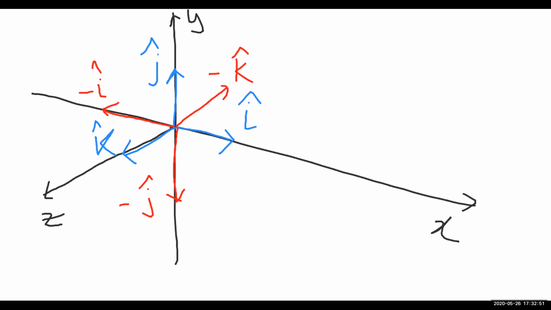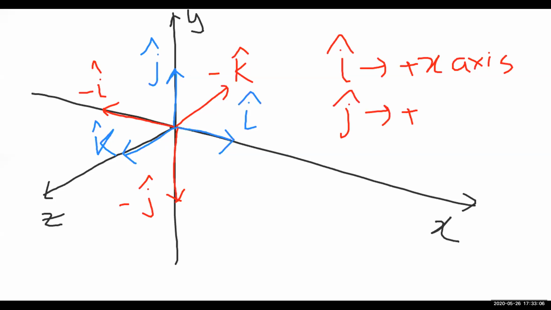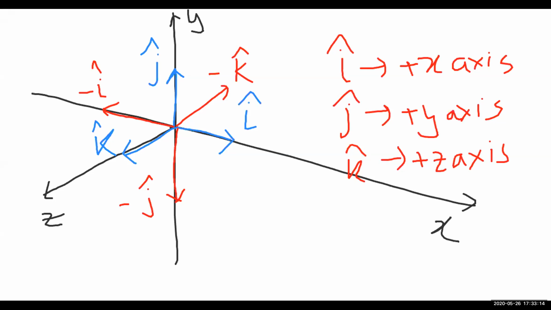random तो नहीं, नाम है I hat, I cap नाम है सर. I cap is a unit vector that points towards the positive x-axis. J cap is a unit vector that points towards the plus y-axis. And k cap is a unit vector that points towards the plus z-axis. That's it. और कुछ नहीं.